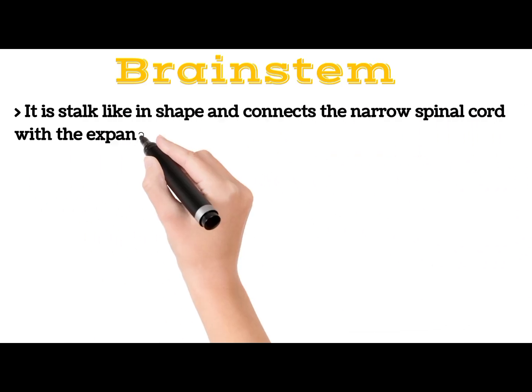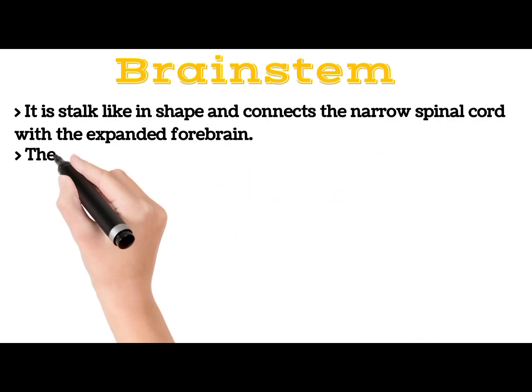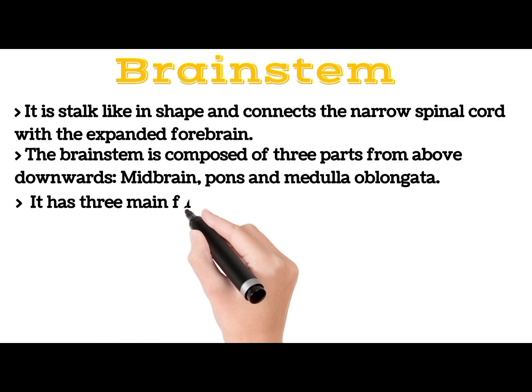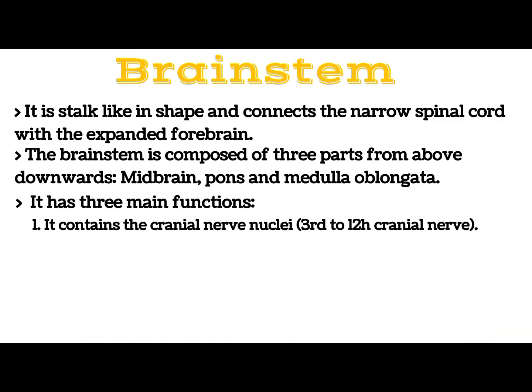It is stalk-like in shape and connects the narrow spinal cord with the expanded forebrain. The brainstem is composed of three parts from above downwards: midbrain, pons, and medulla oblongata. It has three main functions. It contains the cranial nerve nuclei, 3rd to 12th cranial nerve.